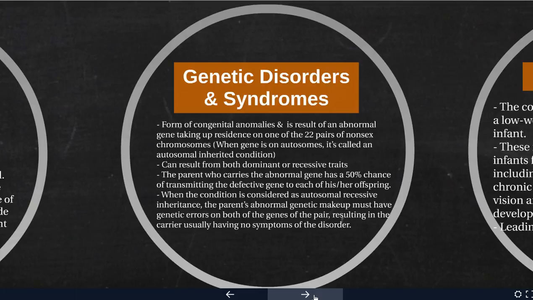The parent who carries the abnormal gene has a 50% chance of transmitting the defective gene to each of his or her offspring. So that's half. Even though one child may get it, the next child may not. You could end up having all of your children with the same genetic anomaly. When the condition is considered an autosomal recessive inheritance, the parent's abnormal genetic makeup must have genetic errors on both of the genes of the pair, resulting in the carrier usually having no symptoms of the disorder. So just be mindful of that as well.